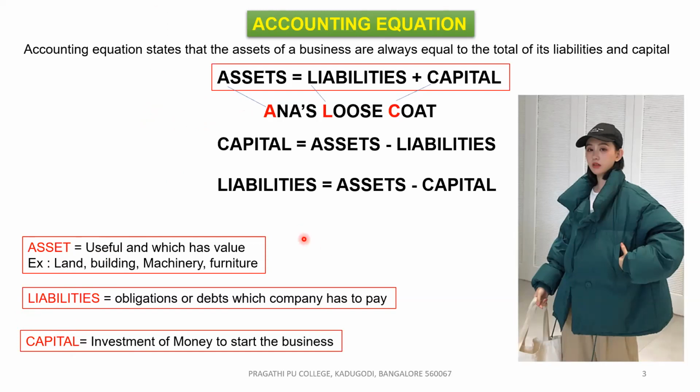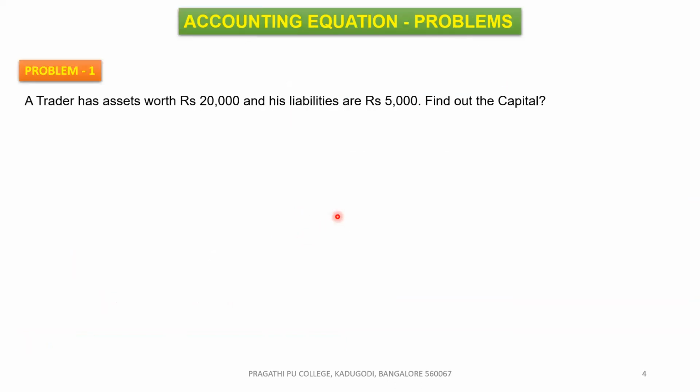And next we will do some interesting, very small problems. Accounting equation problem number 1. You know the formula, right? Everyone has the pen and book with you. Do this problem for me, please, and find out the capital. What is the formula you're going to put?